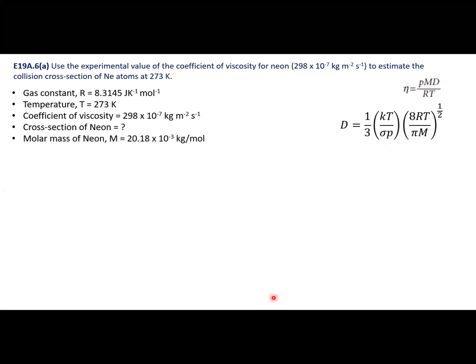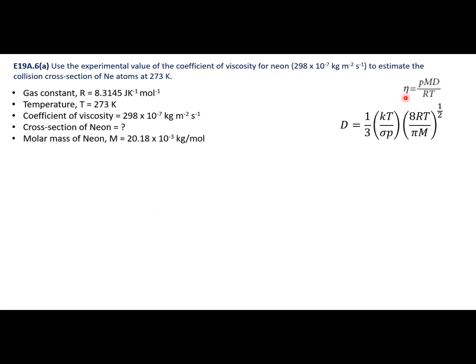All right, let's go to the next problem. Use the experimental value of coefficient of viscosity. So we know the coefficient of viscosity is 298 times 10 power negative 7 kilogram per meter per second to estimate the collision cross section of neon. So what's given? R we know, T we know, coefficient of viscosity eta is given, and we know the molar mass.